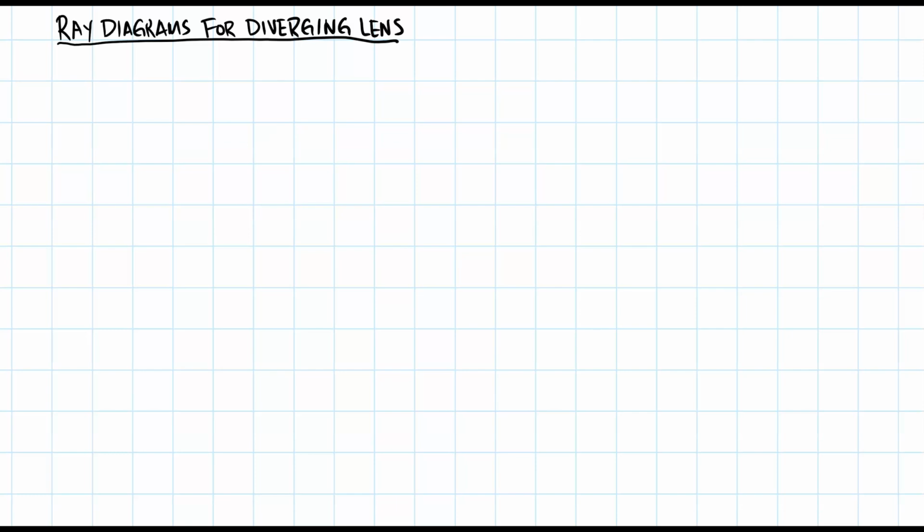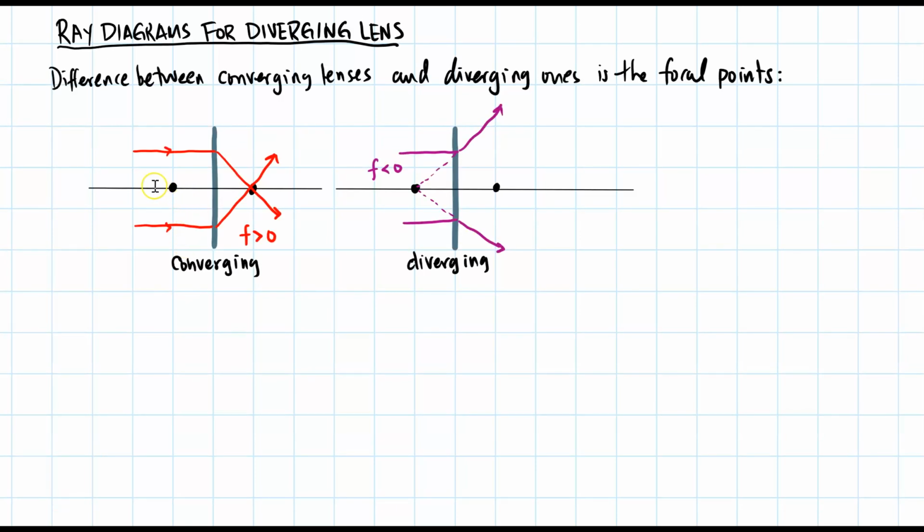Ray diagrams for diverging lenses. If rays come in parallel to a converging lens, the focal point is on the other side of the lens. That's what we call positive. For a diverging lens, rays coming in parallel appear as if they're coming from a negative focal point. So when we draw ray diagrams for ray 1 and ray 2, we have to account for that negative focal point. Let's draw diagrams now.